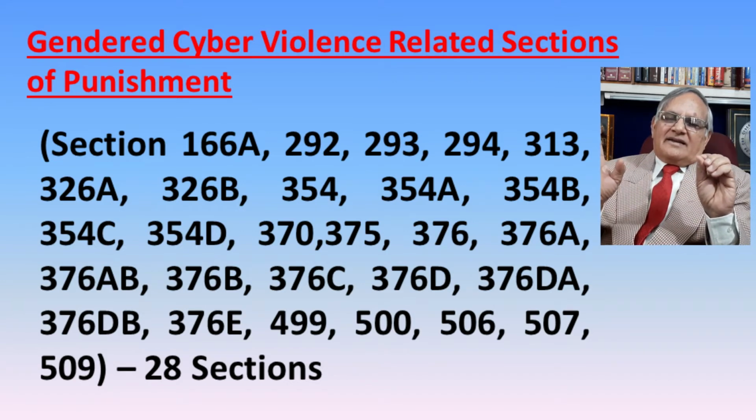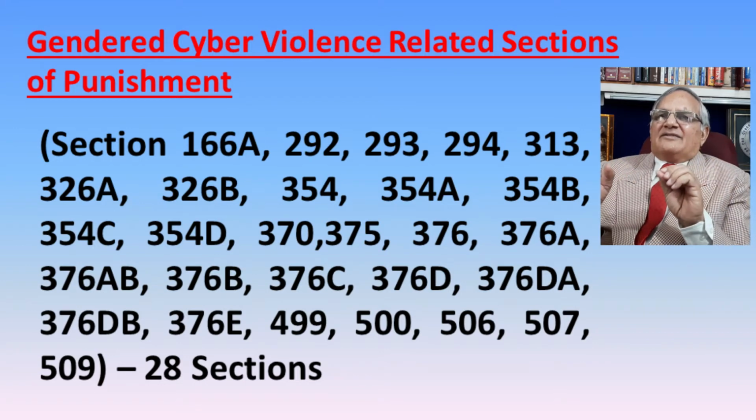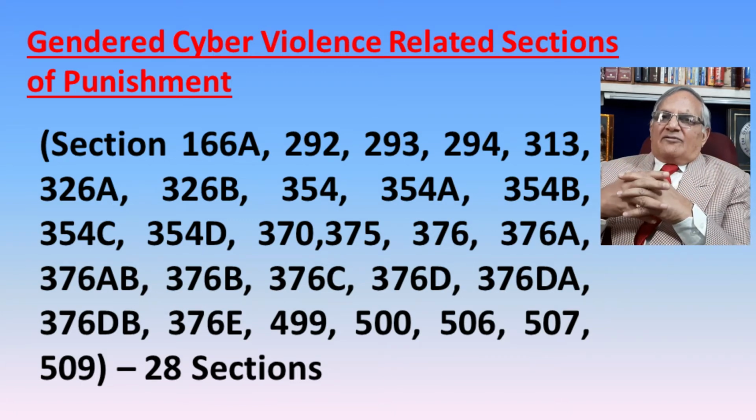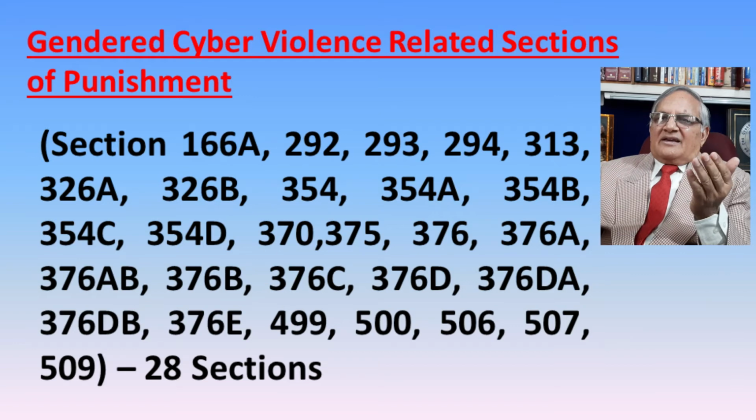Then it is 313. It is regarding gendered violence. Causing miscarriage without the woman's consent is an offense under section 313, and the imprisonment is 10 years in this. Then comes section 326A, that is voluntarily causing grievous hurt with the use of acid. This section was amended and 326A was added into it.